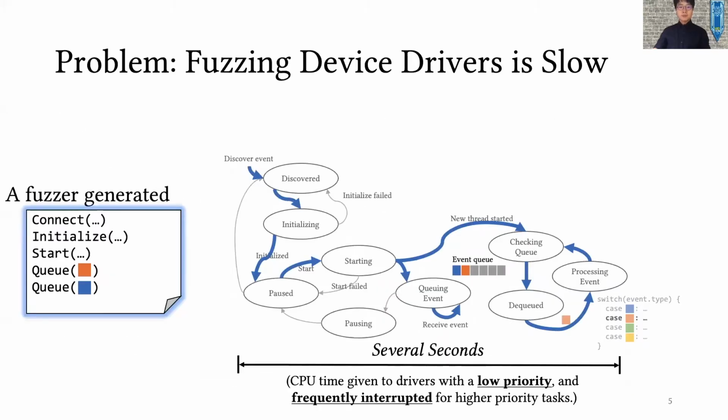What is the problem when it comes to fuzzing device drivers? Fuzzing, by the way, in a nutshell, is a popular vulnerability discovery technique that runs a program on an automatically generated sequence of test cases until it finds a vulnerability as it manifests as a program crash. The problem is that fuzzing device drivers is slow. Executing a test case like the one shown on the slide that lets the driver transition through several states is very time-consuming, which easily takes several seconds. One of the reasons is that device drivers are given CPU time with low priority, and they're frequently interrupted by more important tasks in the kernel.